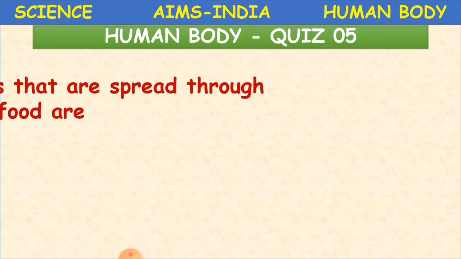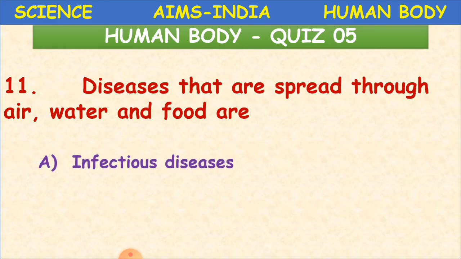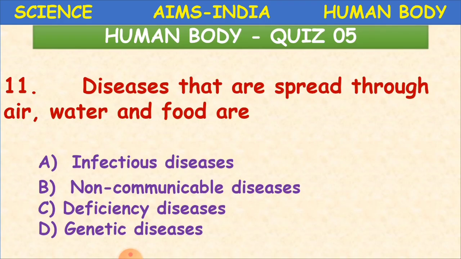Next question, children. Diseases that are spread through air, water and food are. What are they? Infectious diseases, non-communicable diseases, deficiency diseases and genetic diseases. So what are they? They are infectious diseases. If diseases are spread through air, water and food, then we call them infectious diseases.